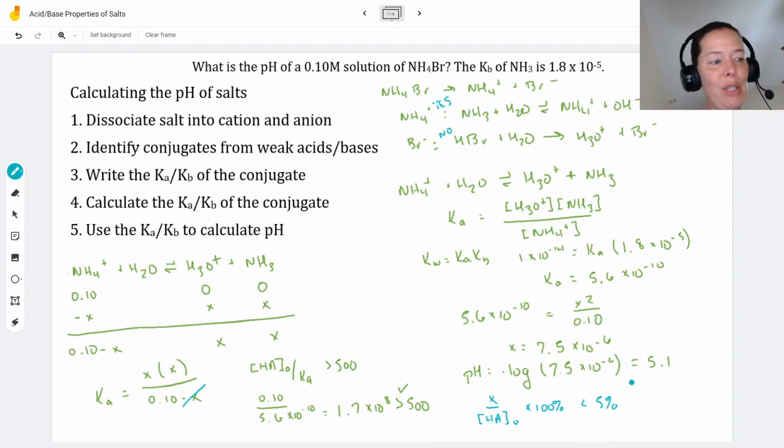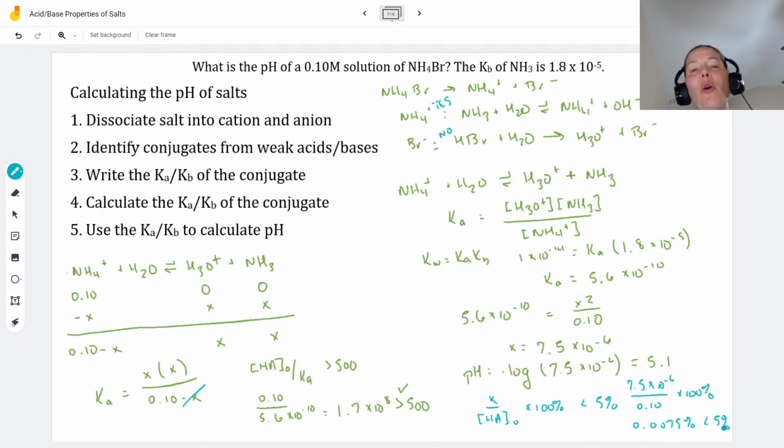I'm going to have to write a little bit small. So we have our value of x over our initial concentration of acid times 100%. And that is actually 0.0075%, which, yes, is definitely less than 5%. So our assumption is valid. It means that we did the problem correctly and we didn't need to take x into account. But I thought I would just throw that in so you have two tools to determine if you can drop that minus x term.